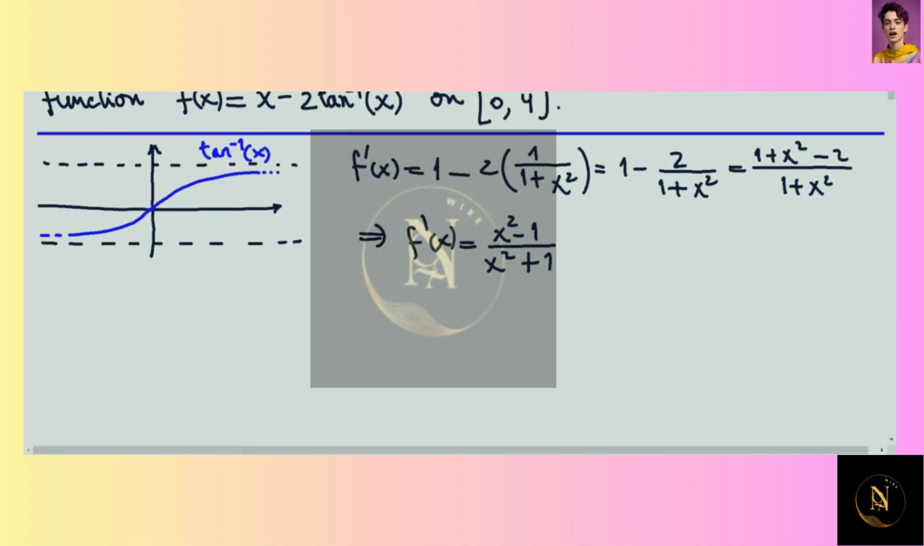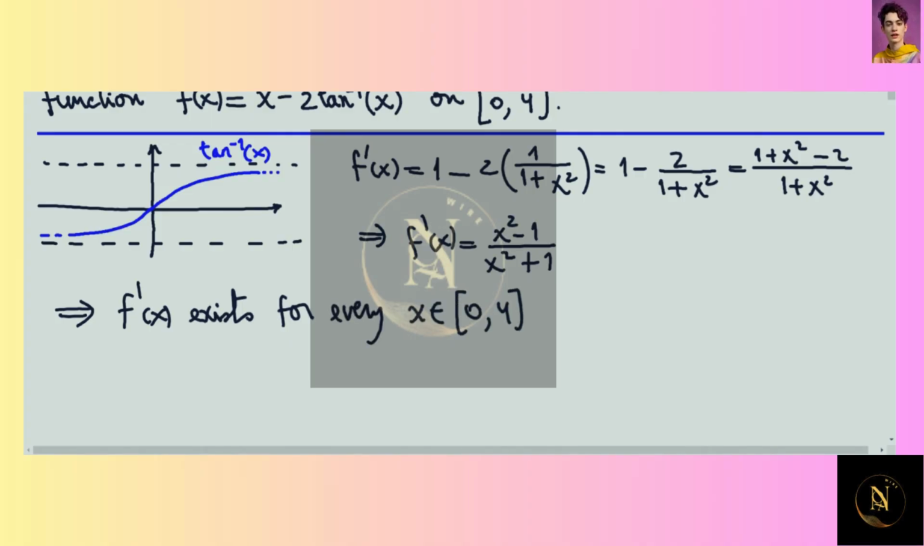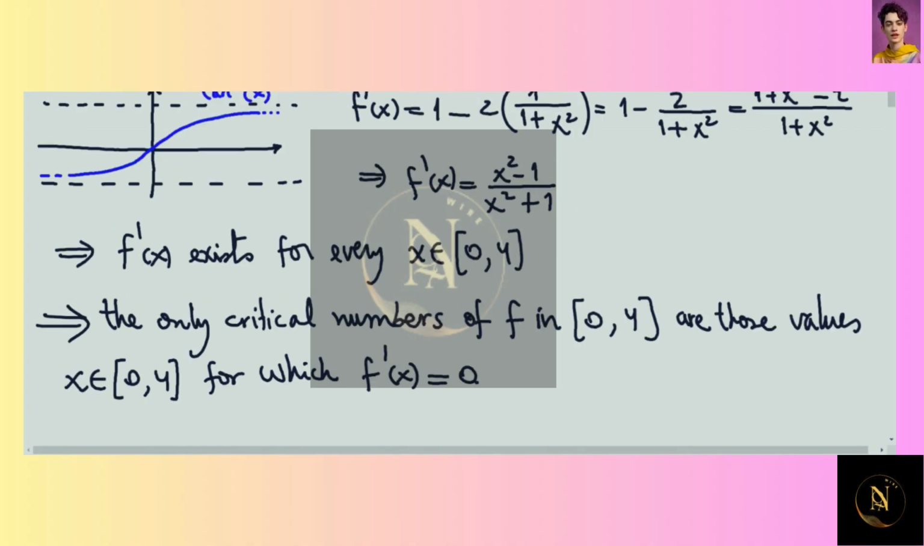And the denominator we have in this expression is never 0. In fact, x squared plus 1 is always positive. And so we have that this derivative exists for every x in the closed interval 0, 4. For that reason, we can say that the only critical numbers of f in the interval 0, 4 are those values of x in that interval for which the first derivative is equal to 0.